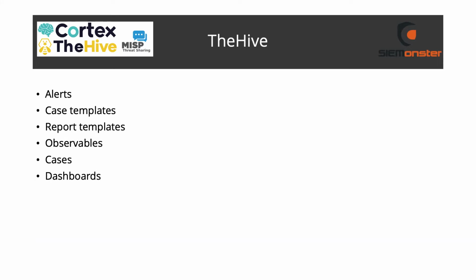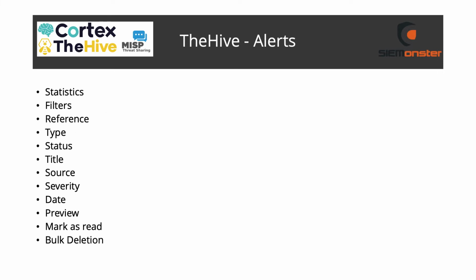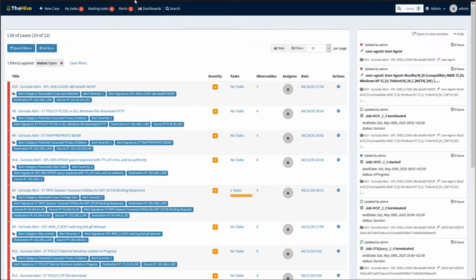The topics that we will be covering as part of the Hive are alerts, case templates, report templates, observables, cases, and dashboards. When you're looking at the alerts, you're looking at statistics, filters, reference type, status, title, source, severity, date, preview, mark as read, and bulk deletion. To demonstrate this, I will go to alerts.